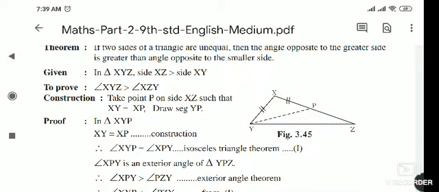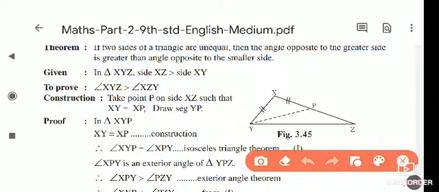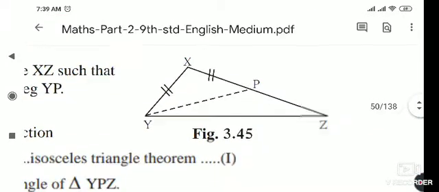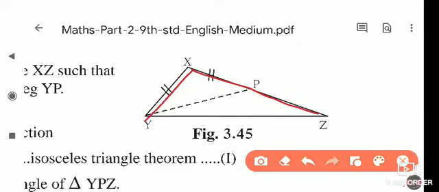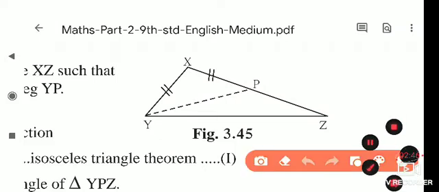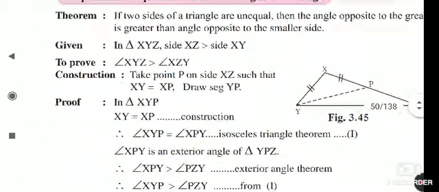Regarding any angle we can take this. So here we have to write the given in triangle XYZ. They are comparing these two sides, that is XZ and YX. If you compare these two sides, you will notice that XZ is greater than XY. So what we have to prove? That angle Y is greater than angle Z, that we have to prove.